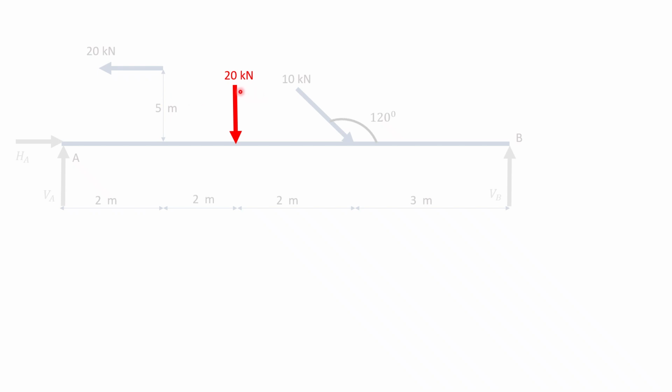Now this 20 kilonewton force has its line of action like this. It will have perpendicular distance about point A of 4 meters, and it rotates about point A. 20 into 4, 80. So it is rotating clockwise, so it will be having moment of 80 kilonewton meters positive. This 10 cos 60 passes through point A, so it will have 0 moment about point A.